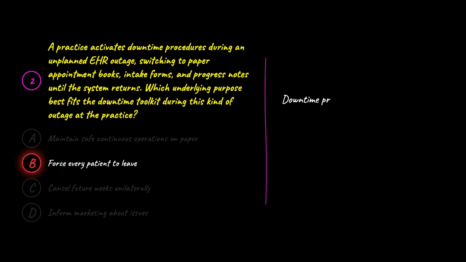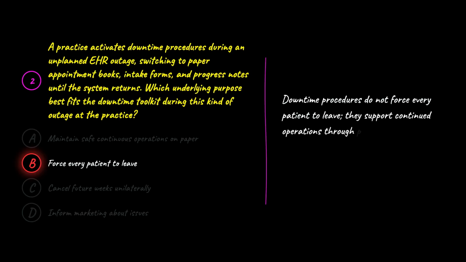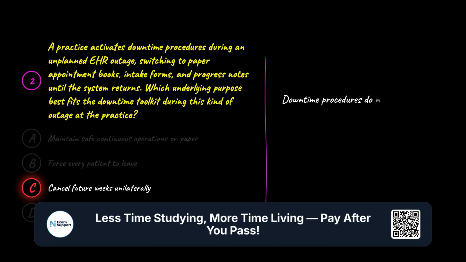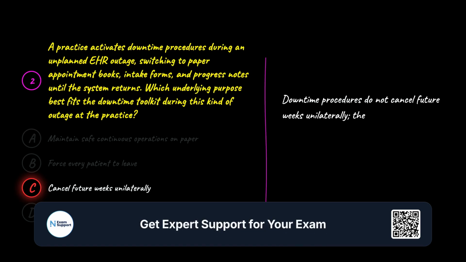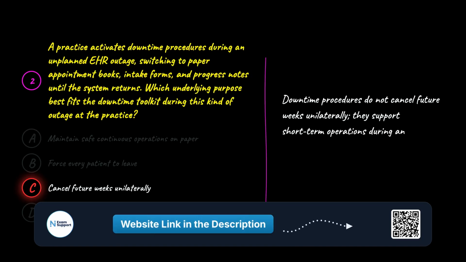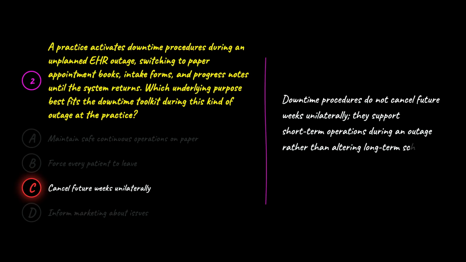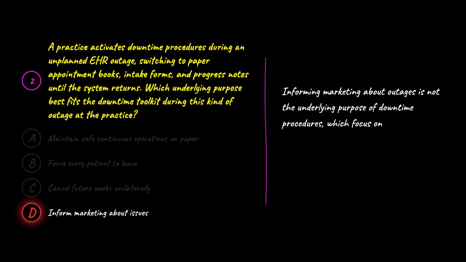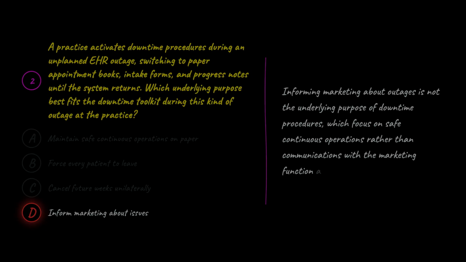B is wrong because downtime procedures do not force every patient to leave. They support continued operations through paper alternatives and back entry once systems are restored to working order at the practice. C is wrong because downtime procedures do not cancel future weeks unilaterally. They support short-term operations during an outage rather than altering long-term scheduling for the practice's calendar going forward. D is wrong because informing marketing about outages is not the underlying purpose of downtime procedures, which focus on safe continuous operations rather than communications with the marketing function at the practice.